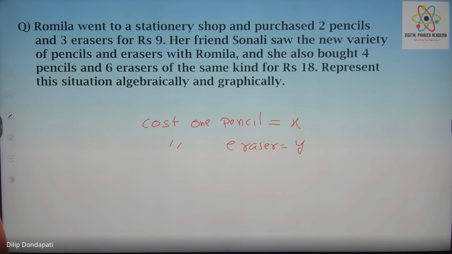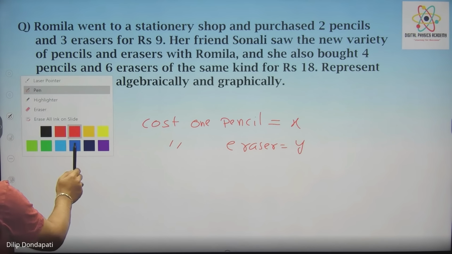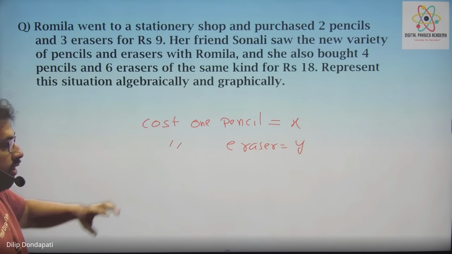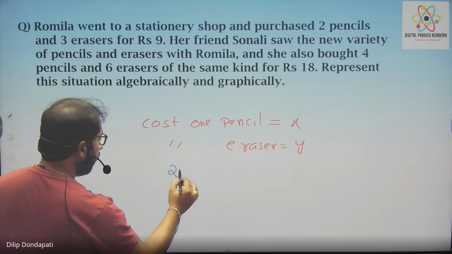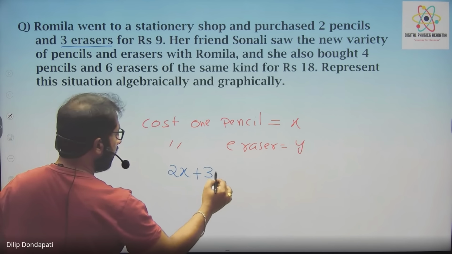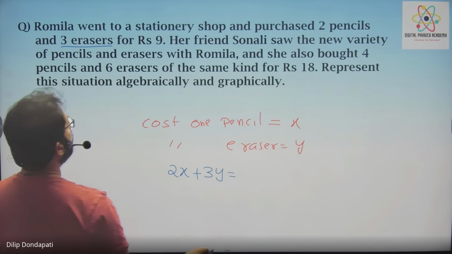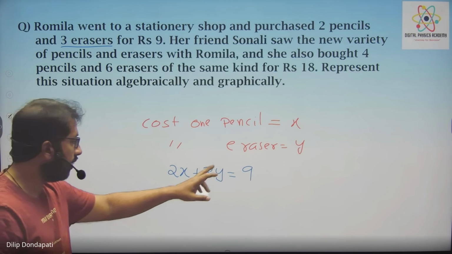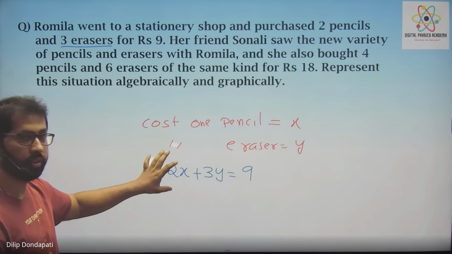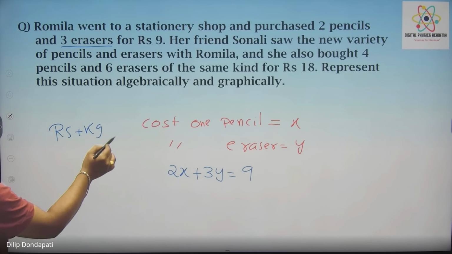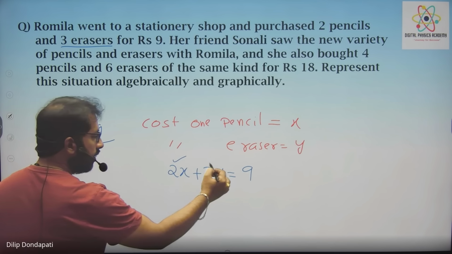Okay. Now tell me the equation. What will the equation be? 2 pencils means what will their cost be? 2x plus 3 erasers, 3y, is equal to how much? 9 rupees. After writing the equation, you should check. This is rupees, this also rupees. We cannot add rupees plus kg, right? So all should be in the same units.